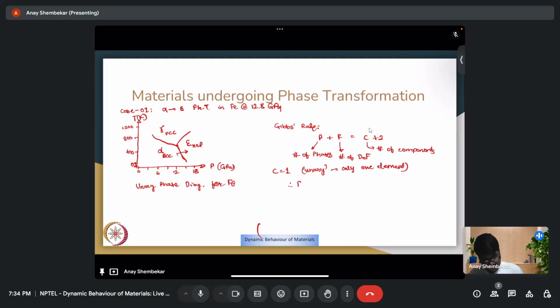Therefore, your phase rule for this case is P plus F is equal to 3. So, if you have a single phase, say alpha, your P becomes 1, which means F is 3 minus 1, equaling 2. What this means is, to achieve your single phase alpha, you can have two possible degrees of freedom, which means you can vary both temperature and pressure to achieve alpha. Same goes for epsilon phase as well as gamma phase.